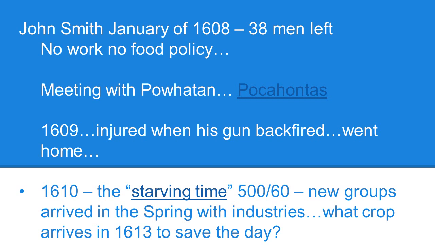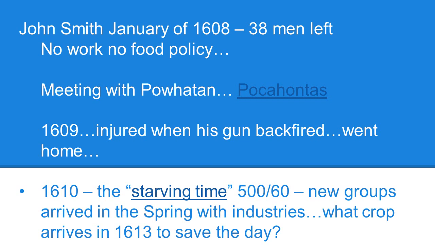So John Smith got them very organized, and he created a very strict policy of no work, no food. So get up and do your job, or you will not eat at the end of the day. And he was not a very liked man because of that. We know in hindsight that this was the right decision, and he was trying to get them to learn how to survive, but they hated him for it.